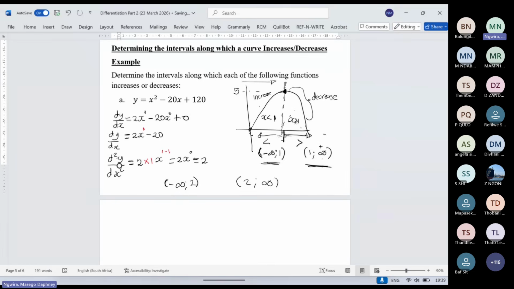So obviously this one is increasing, and this one is decreasing. That's it. Just do this. Just that my question doesn't have a part where I'm going to substitute. This one increases, this one decreases.